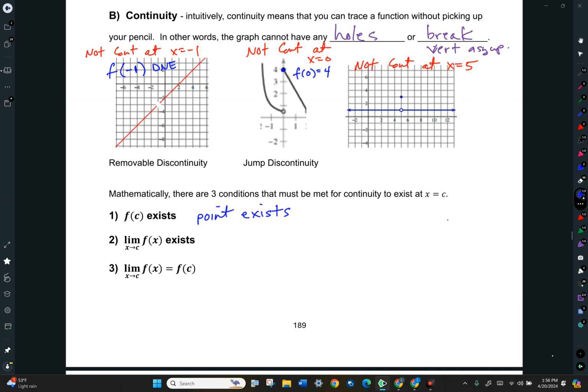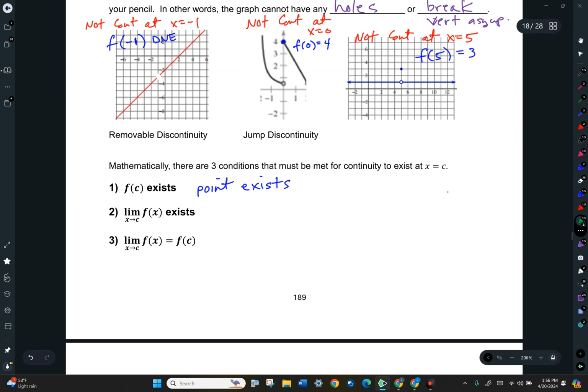If I look at the third graph, the same thing. Yeah, I know it's not continuous, but there is a point at f of 5. In fact, I can tell f of 5 equals 3. So yeah, it's not continuous, but the reason is not because the point doesn't exist. The point does exist. Okay, so what's the second condition?